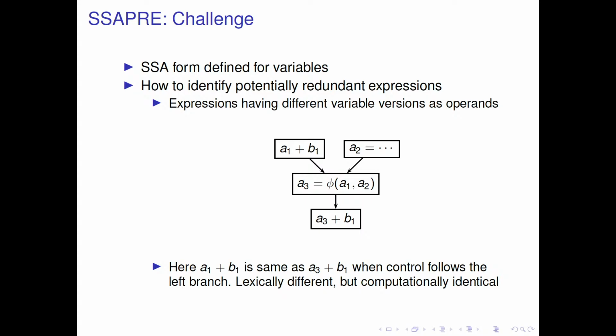Once again, for SSA, it is important to have this distinction between A3 and A1, because A3 says sometimes I am A1, sometimes I am A2. On the other hand, for SSA PRE, you have to hide the version number to check A plus B and A plus B are the same. You cannot say A1 plus B1 is not the same as A3 plus B1. If you do that, then there is no redundancy. Redundancy comes because these two are computing the same value, and phi assignment is just a placeholder. It does not actually change A1 or A3.